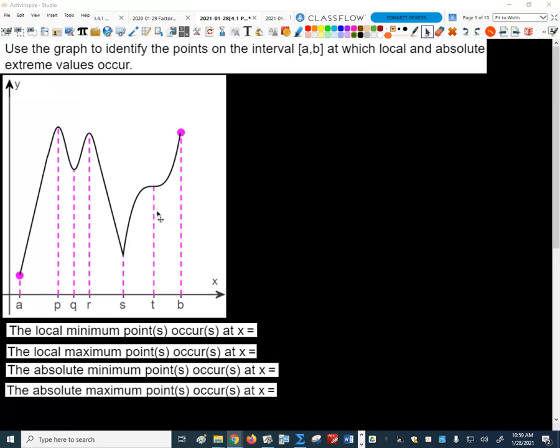So then, any other places? Thumbs up, thumbs down, everybody. Any other places where there's local minima? Nope. Okay. Where do relative or local maxima occur?